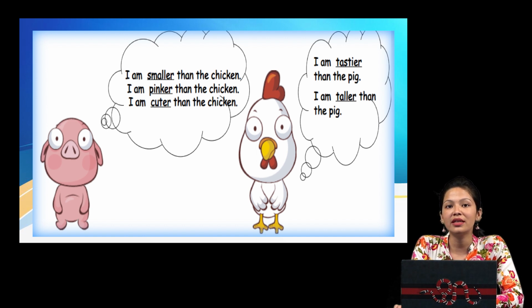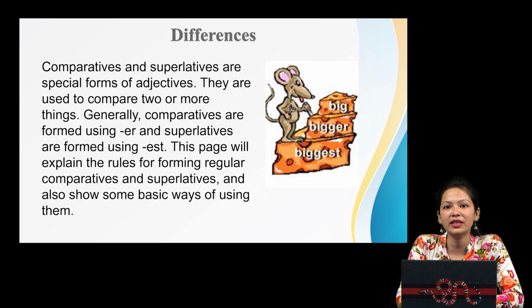So can you see there is a use of adjectives, that is small, pink, cute, tasty and tall. Okay. There we have added the letters ER. Now you can see the differences: big, bigger and biggest. So comparatives and superlatives are special forms of adjectives. They are used to compare two or more things. Generally comparatives are formed using ER and superlatives are formed using EST. Okay. So there is a difference between comparatives and superlatives. Superlatives mean EST and comparatives mean ER.